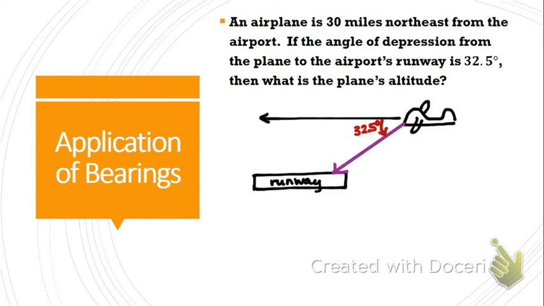So where do I put that 30 miles northeast? On that purple one? Yep. 30 miles. And what do we want to know? How high up the plane is. So like this, right?